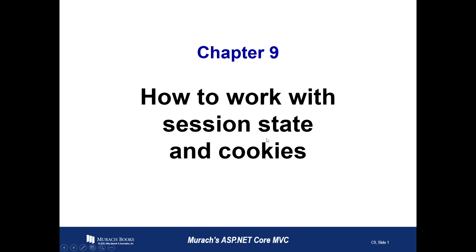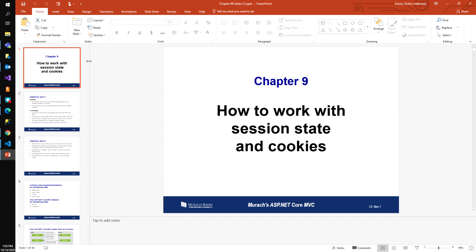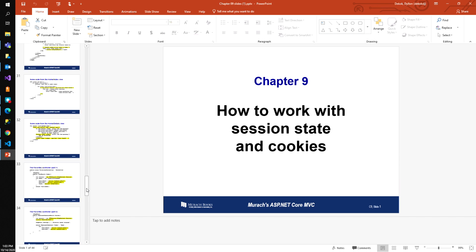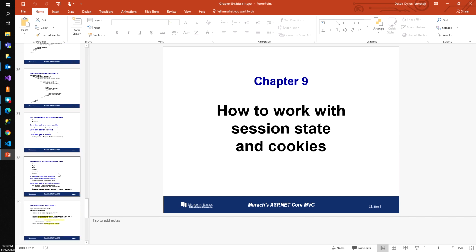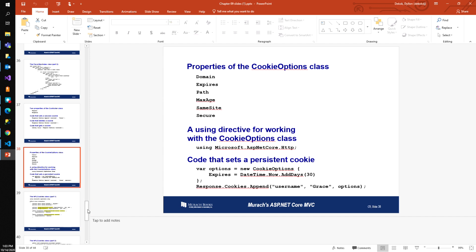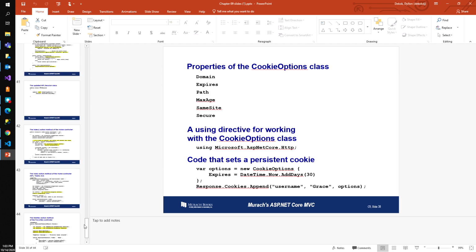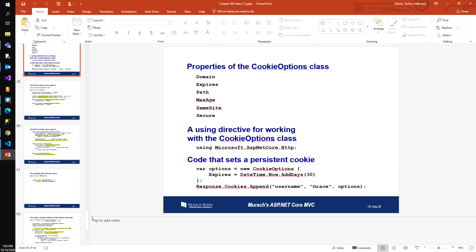So let's go ahead and look at the PowerPoint. If you scroll down, after you cover everything about a session, the last 8 slides or so cover cookies. You can see there's a cookie options class provided that you can use to set some of the options for your cookie. We already talked about the expiration date of a cookie. So maybe you can say it expires in 30 days.